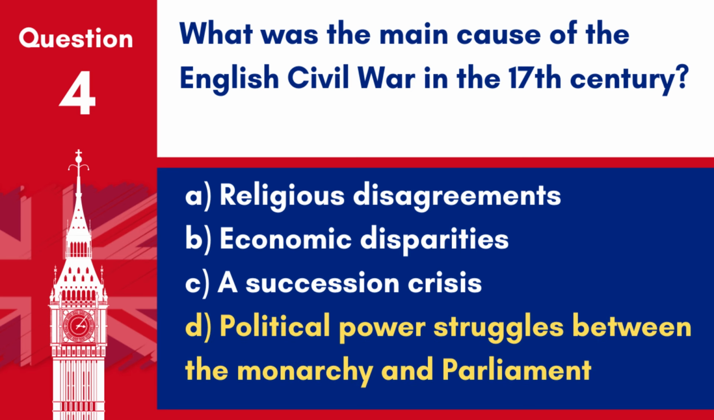Answer. D. Political power struggles between the monarchy and Parliament. The main cause of the English Civil War was the intense political power struggle between the monarchy and Parliament, which led to armed conflict and significant changes in governance.